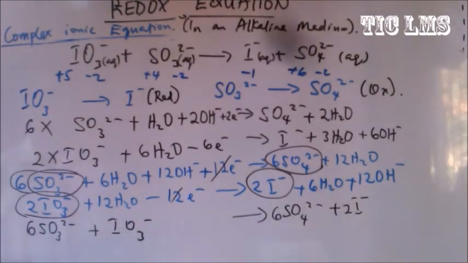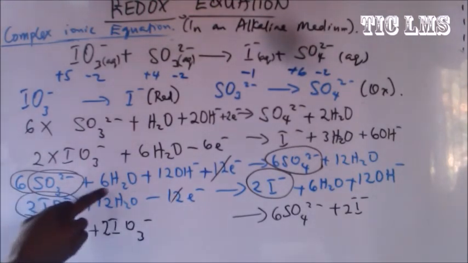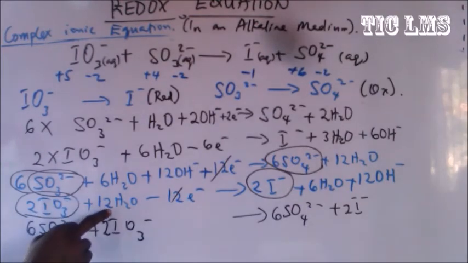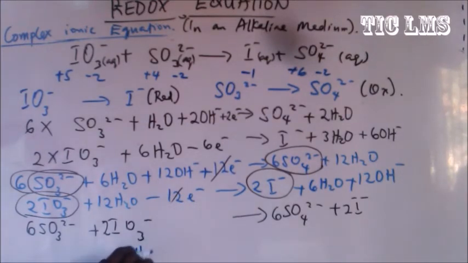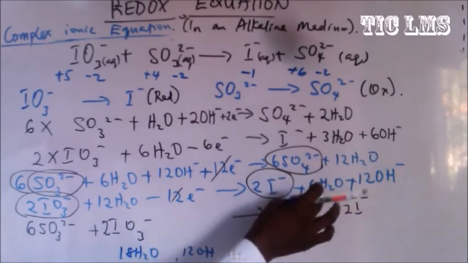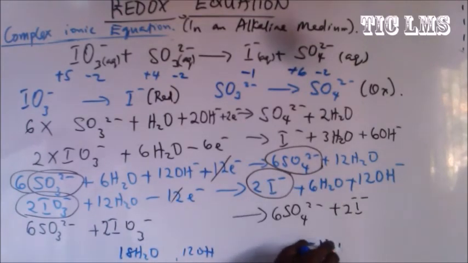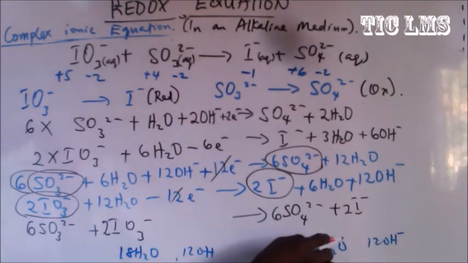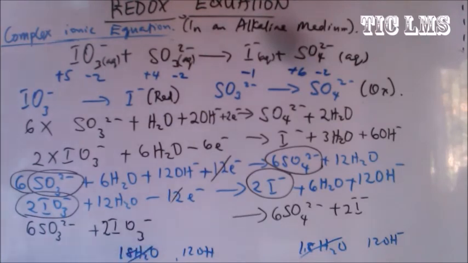Or if we take a close look at it, we have 2 over here. And so if you look at this, we have 6 water molecules plus 12 water molecules. That gives us 18 water molecules. And then we have 12 OH- here. Alright. And then here we have 12 water molecules plus 6. That's 18 water molecules. And then we have 12 OH-. So the 18 water molecules cancels 18 water molecules, and 12 OH- cancels 12 OH-. So we could say that here's our net equation.